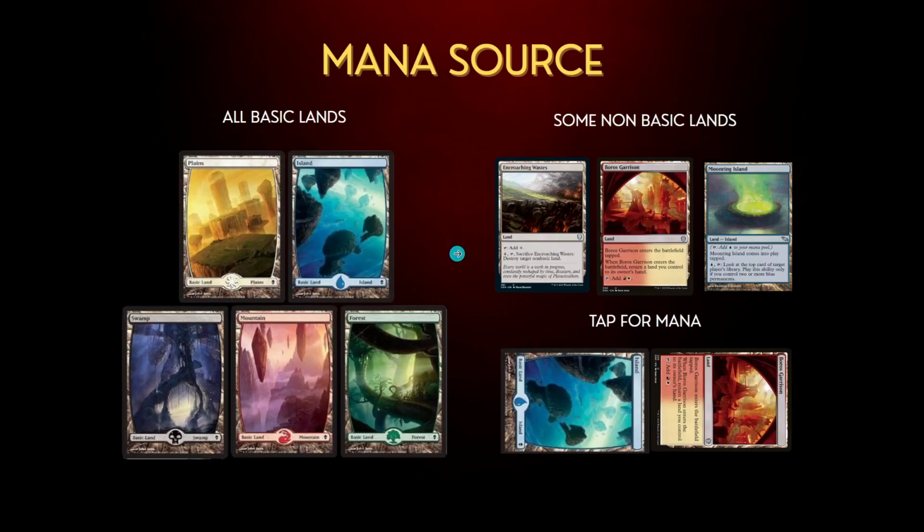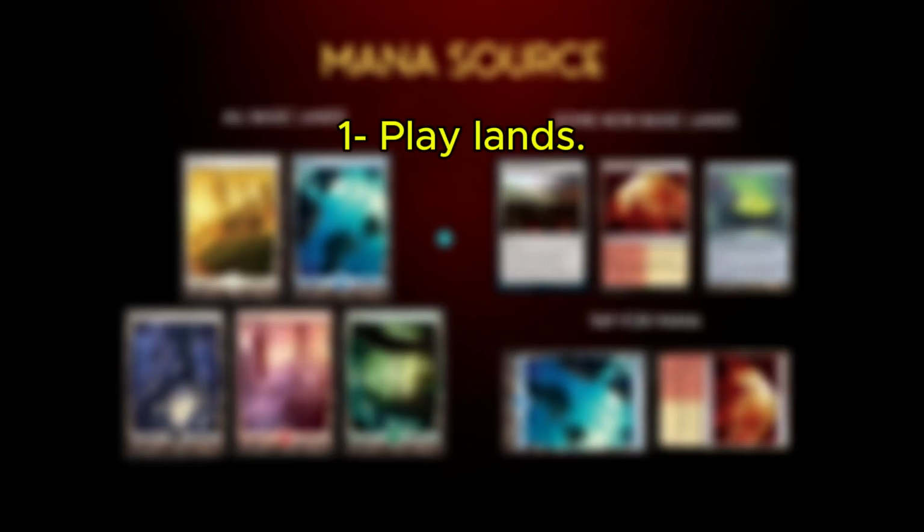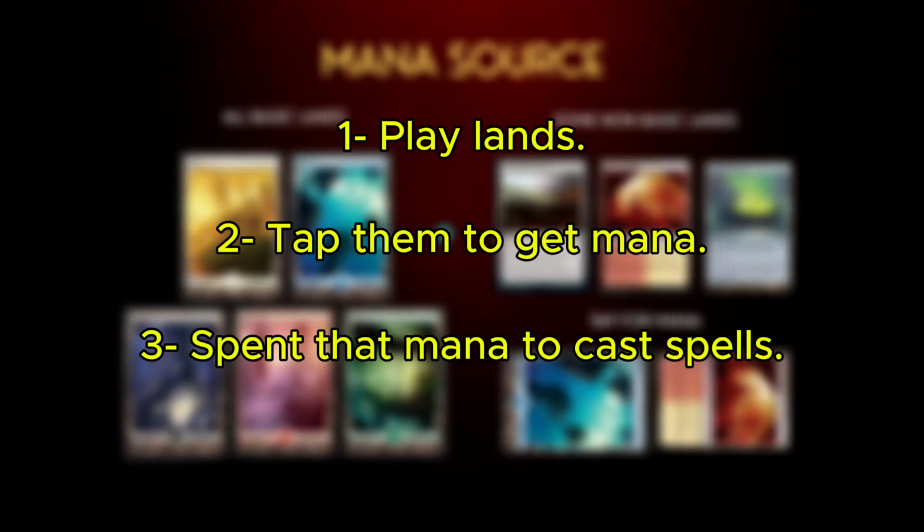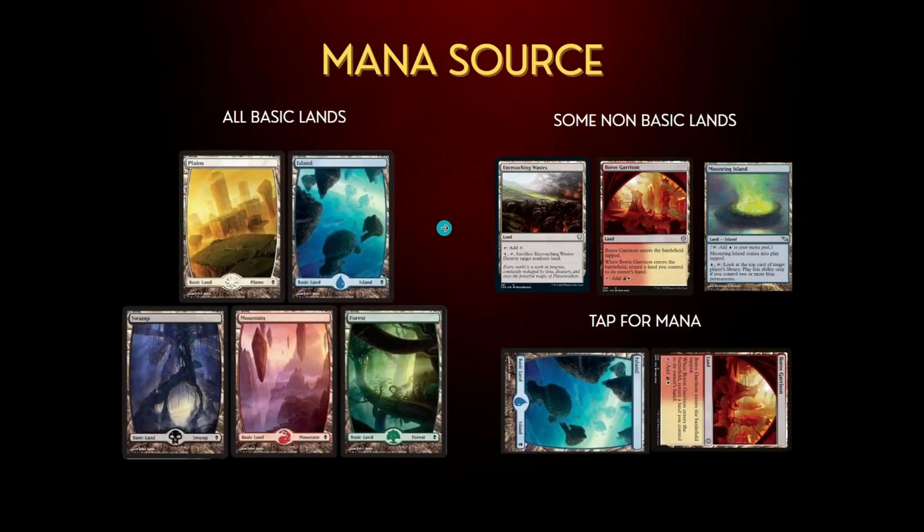Mana only stays available during your turn. If you don't use it, it disappears at the end of each phase. So to play cards, you need to 1. Play lands, 2. Tap them to get mana, and 3. Spend that mana to cast spells. Now that you understand mana, we are ready to learn how to play cards.